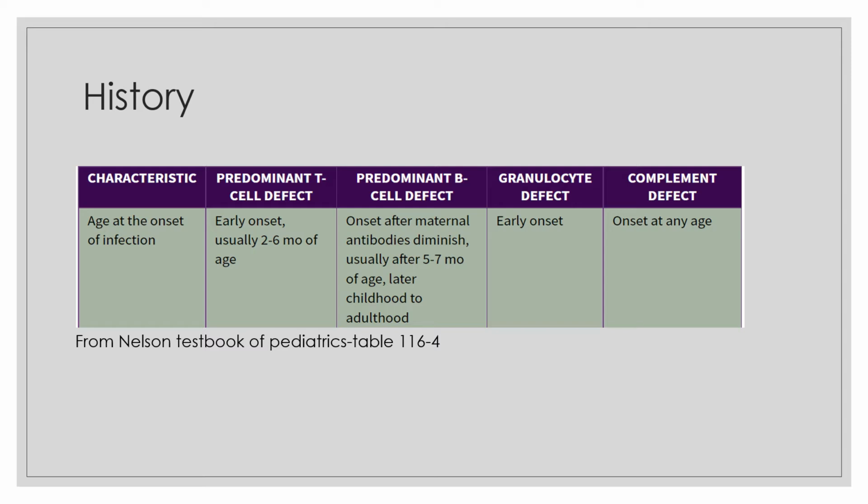If there is a problem with T cells, then we should expect early onset, usually 2 to 6 months of age. If the problem is with B cells, it is a predominantly B cell defect, with onset after maternal antibodies diminish. So we are expecting the symptoms to appear after 5 to 7 months of age, later childhood to adulthood. If the problem is with granulocytes, early onset. Complement defect, it can onset at any age.